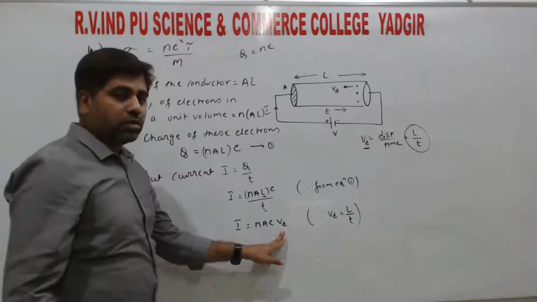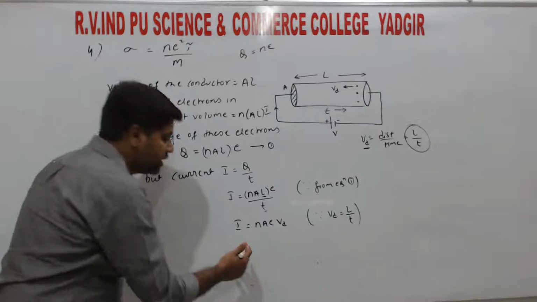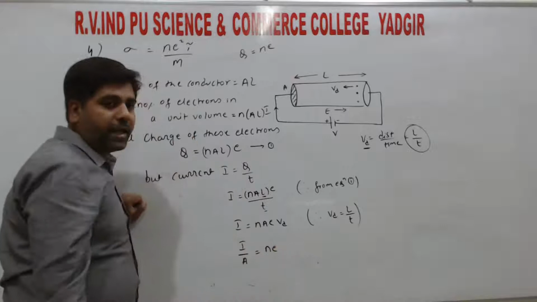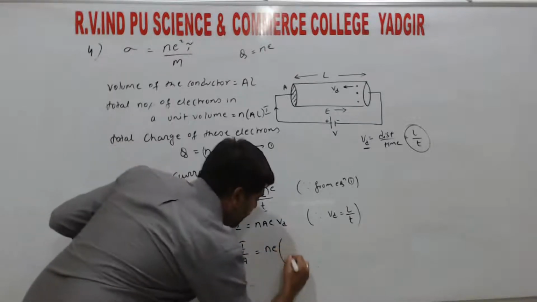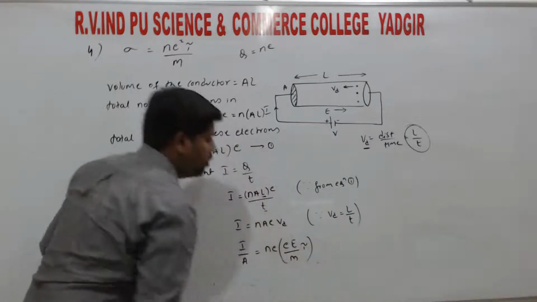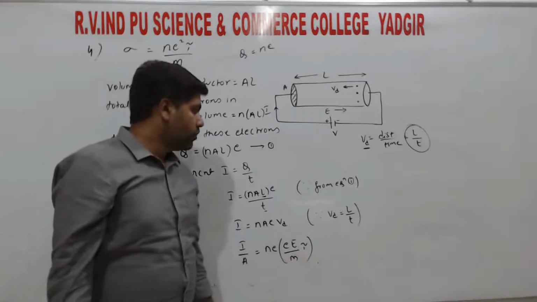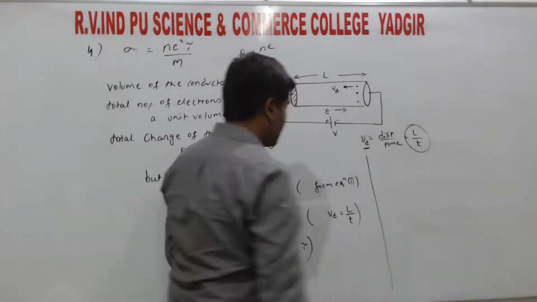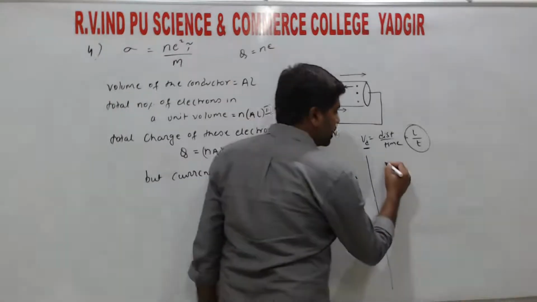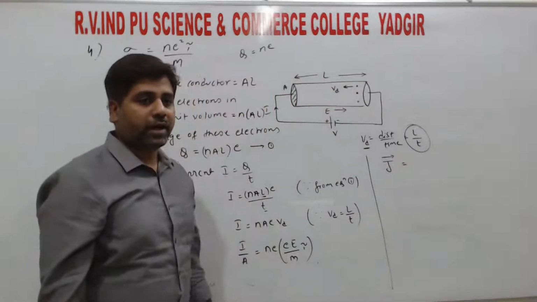Now we know the relation for the Vd, right? We can shift A to the LHS, so that we can write I divided by A is equals to n e into Vd. So we have the formula for Vd, that is e into E divided by m into tau, where tau is the relaxation time. And again, I by A, the current flowing per unit area, we call as the current density. So that current density is denoted by capital J, and that J is also a vector, right?